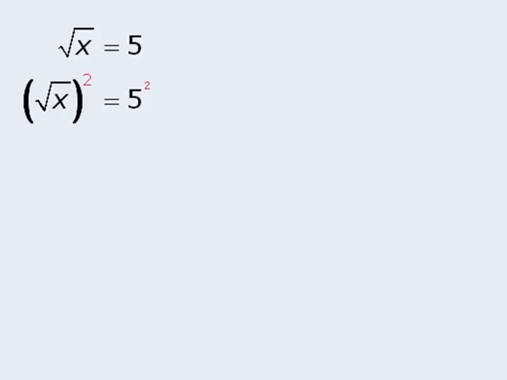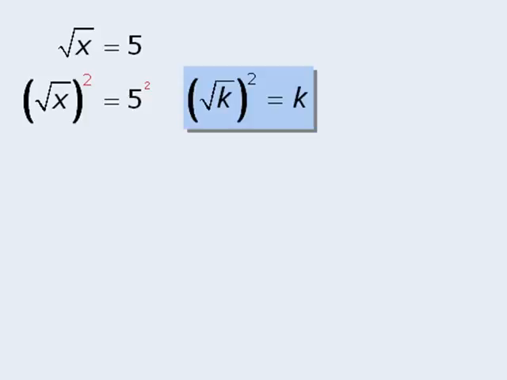We do this because of the property that says, if we raise the square root of some value k to the power of 2, this will be equal to k. So on the left-hand side, the square root of x all to the power of 2 will be equal to x. On the right-hand side, we have 5 to the power of 2, which is 25. So the solution here is x equals 25.